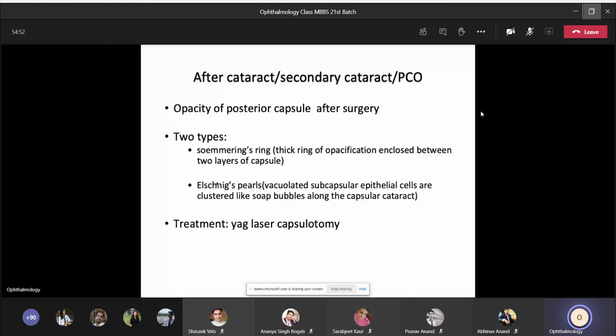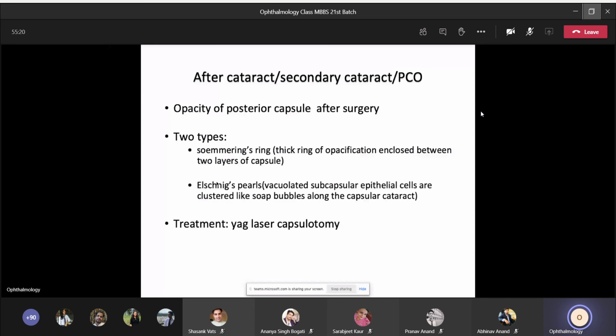The other is the Elschnig pearl type. These are bladder-like epithelial opacities along the posterior capsule. You can see the subcapsular epithelial cells clustered like soap bubbles along the posterior capsule. These are known as Elschnig pearls.